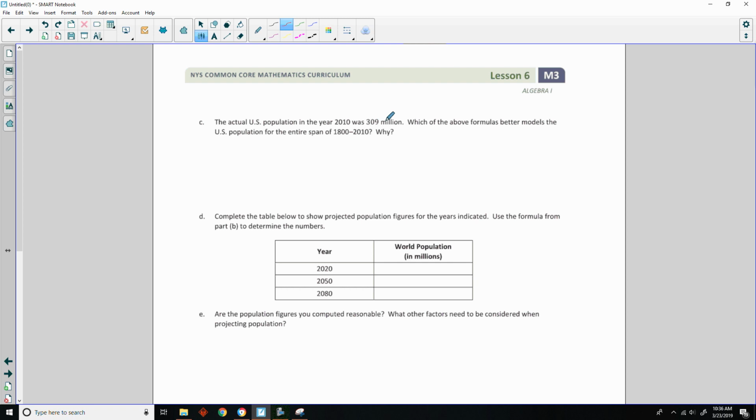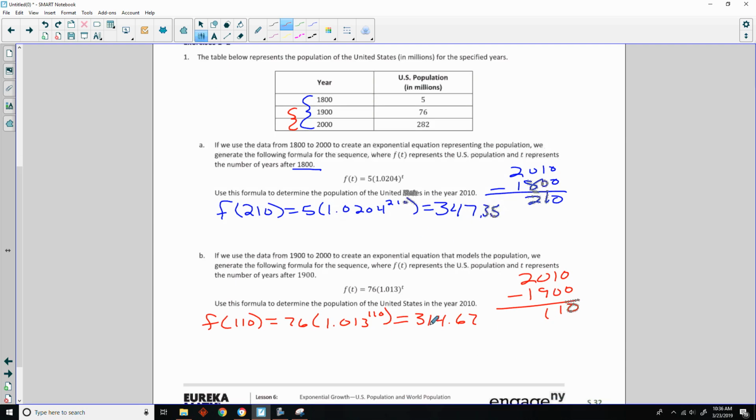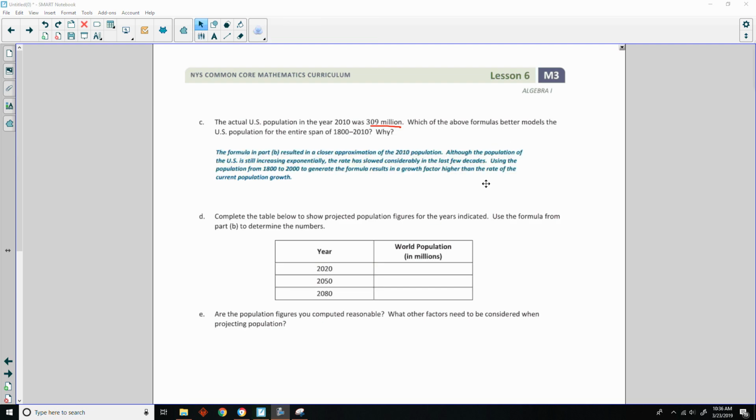C says the actual U.S. population in 2010 was 309 million. Which of the above formulas better models the U.S. population for the entire span of 1800 to 2010, and why? So we have 309 million, and when we calculated these two values, we had 314 with this formula, and we had 347, and the actual was 309. So which one is closer? Well, 314 is closer to 309 than 347 is, so the formula from the year 1900 is a better representation.